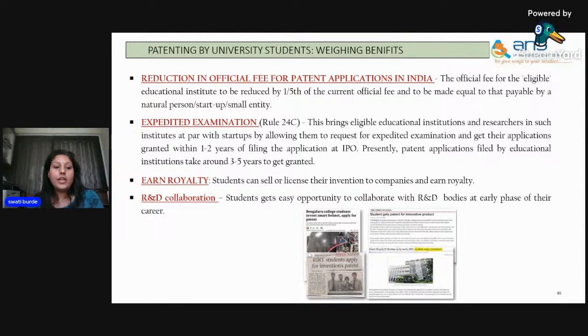And they can collaborate with R&Ds. Students get an easy opportunity to collaborate with R&D bodies at an early phase of their career, and it adds value to their career.